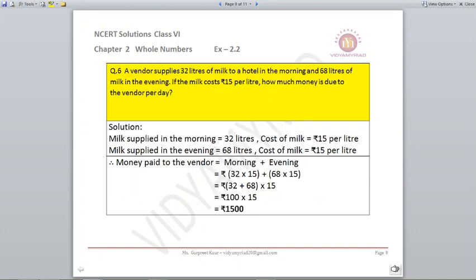Question number 6. A vendor supplies 32 liters of milk to a hotel in the morning and 68 liters of milk in the evening. So how much milk did he supply? 32 plus 68. The total becomes 100 liters of milk he is supplying in the whole day. If the milk cost is 15 per liter, how much money is due to the vendor? So 100 multiplied by 15, that comes to 1500.